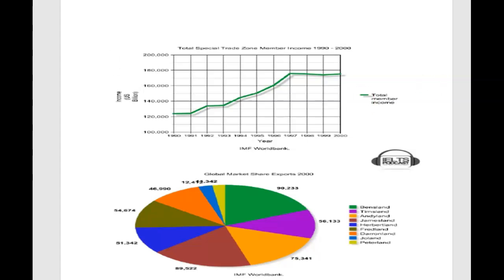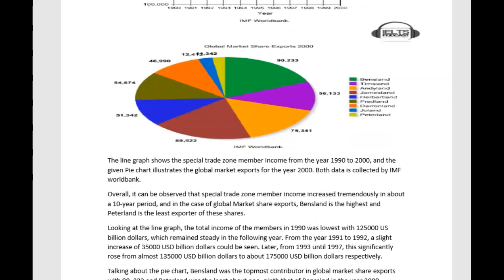Let's see. Okay. It's the income and fine. Let's see. The line graph shows the special trade zone member income from the year 1990 to 2000, and the given pie chart illustrates the global market export to the year 2000. Both data is collected by IMF World Bank. Okay, you didn't need to include this. Okay, you did, but you didn't have to. You could have just left it like that.